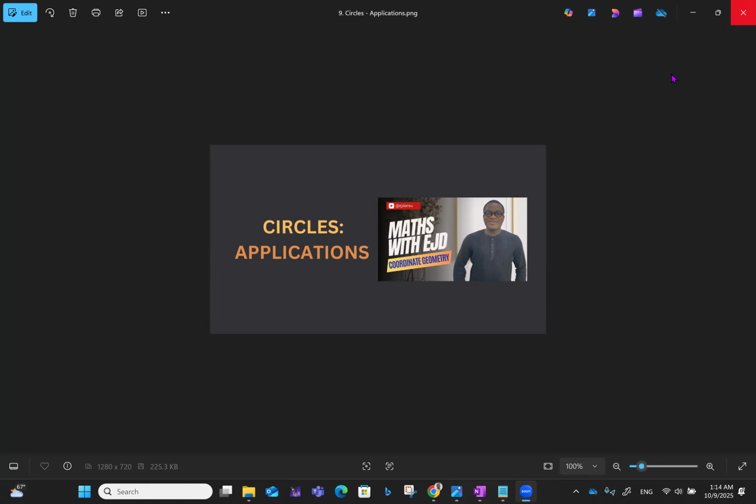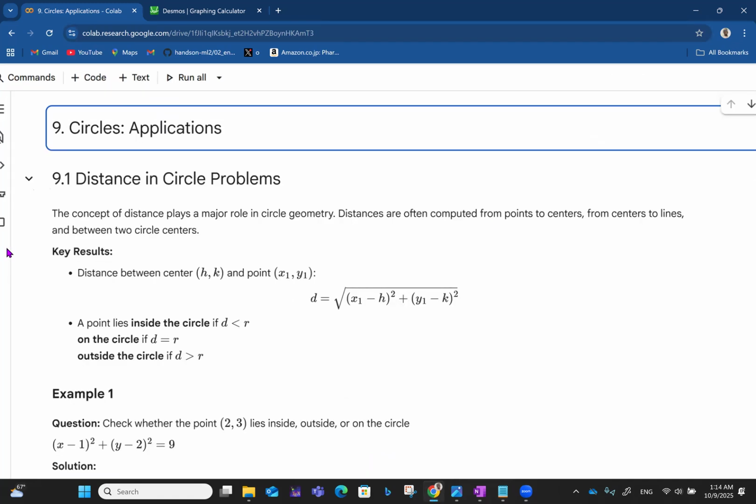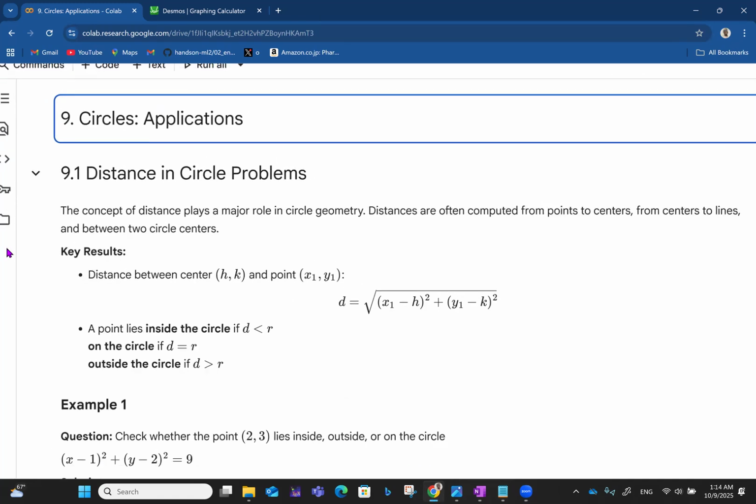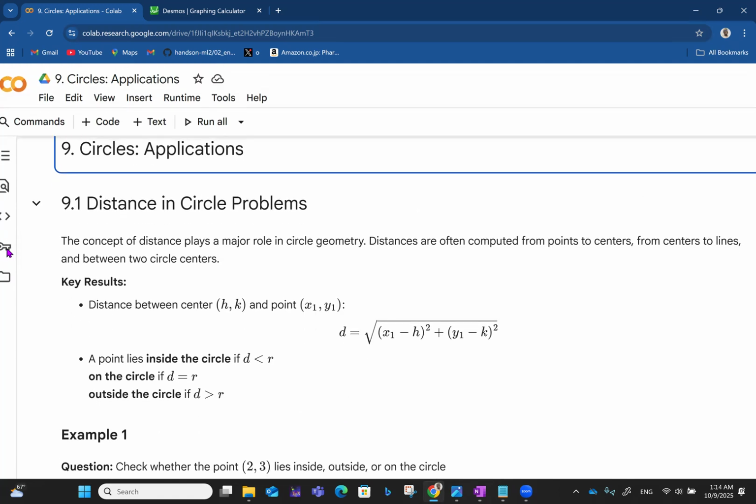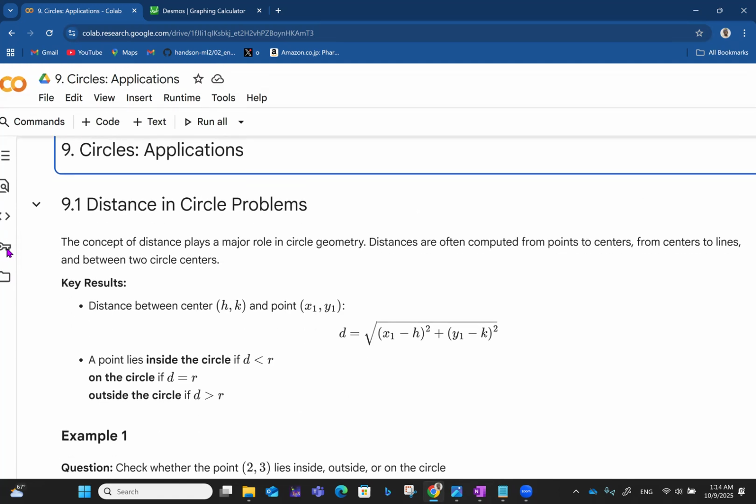Still on coordinate geometry. Our focus is on applications of circles. In the previous two videos, we saw the standard equations of circles, then we looked at the tangents and chords of circles. Being the last video on circles, we'll be looking at applications of circles. Why do we need to know about the equation of a circle and things like that?